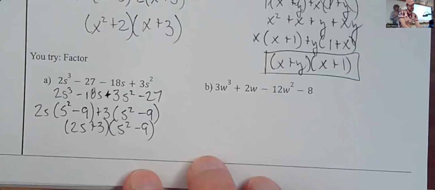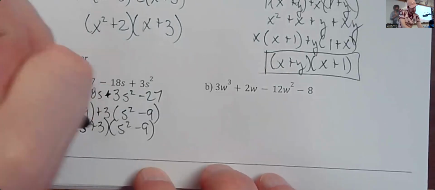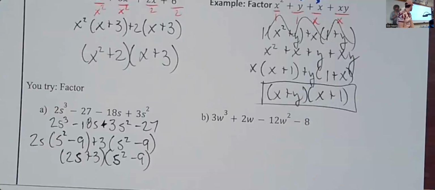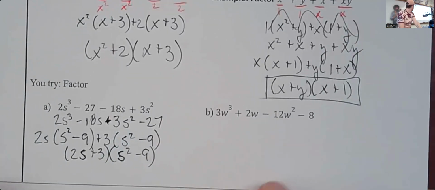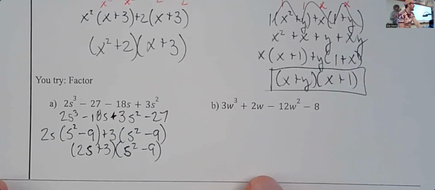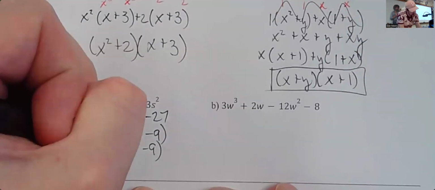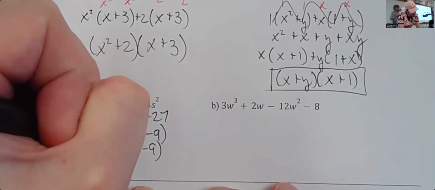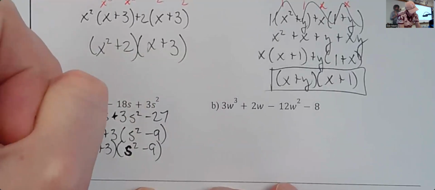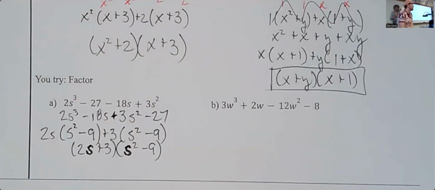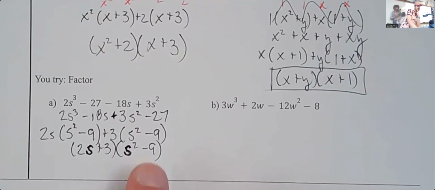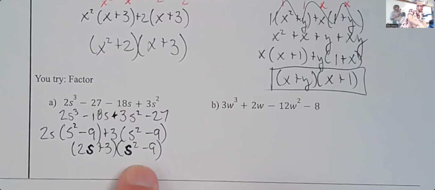Now, this is kind of a funky one because we're not done yet on this one. Anybody know why? That's an S, by the way. My S's tend to be a little bit angular at times, so sometimes they look like 5s. Anybody know why we're not done yet? Which one? The s squared minus 9?